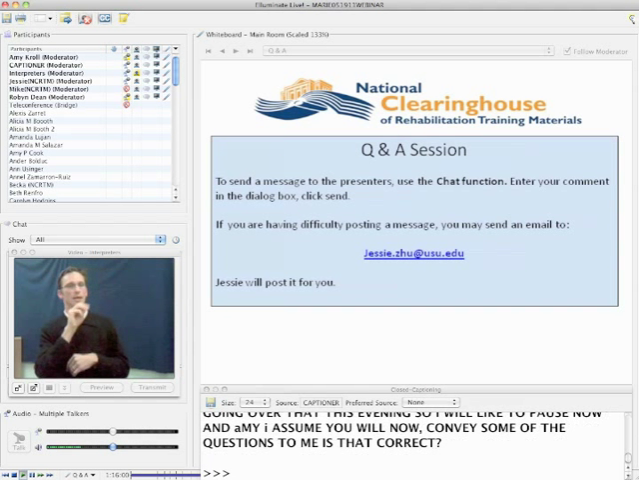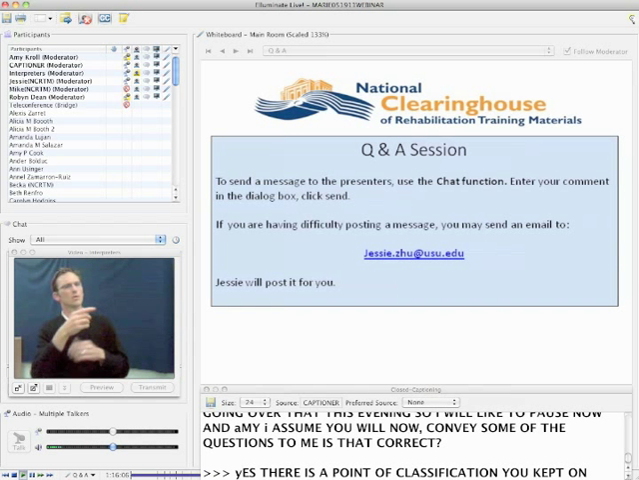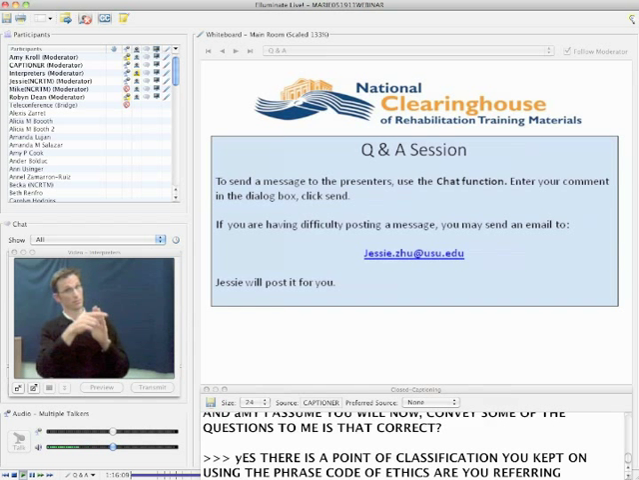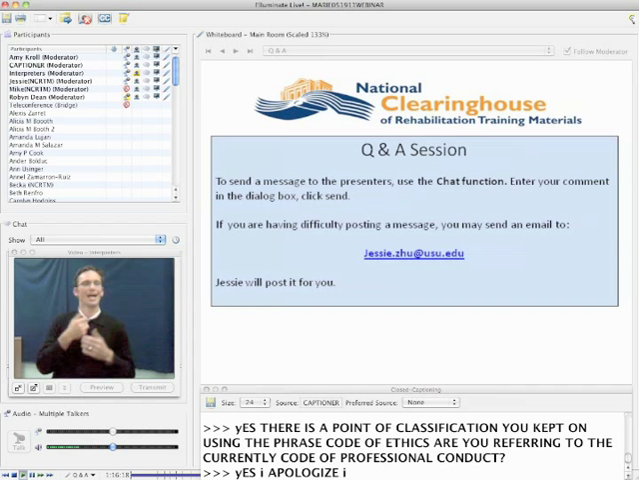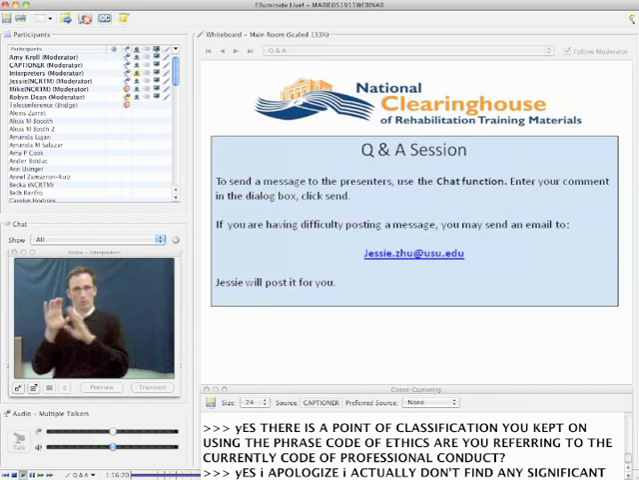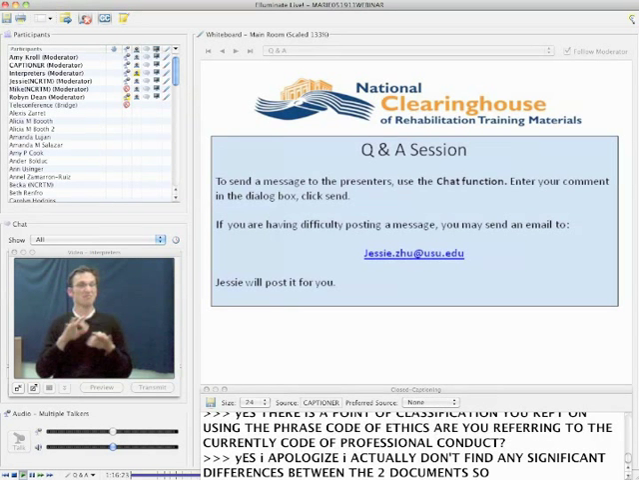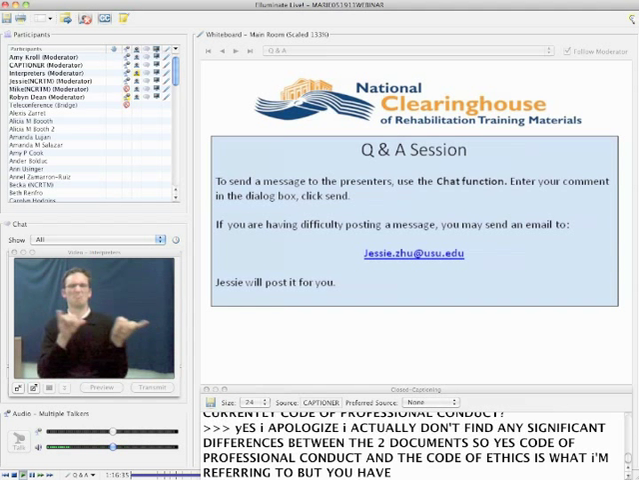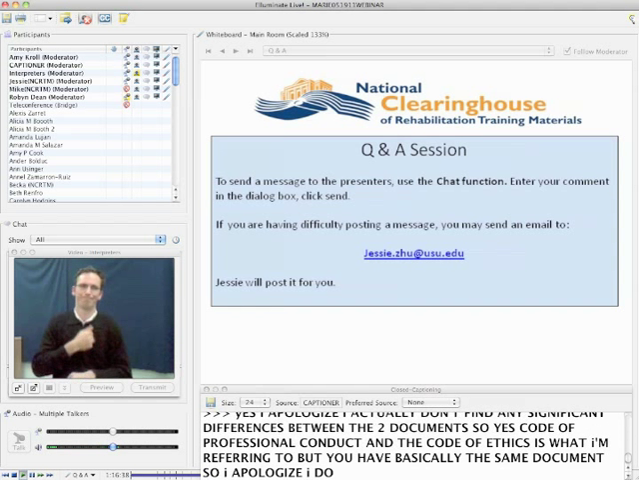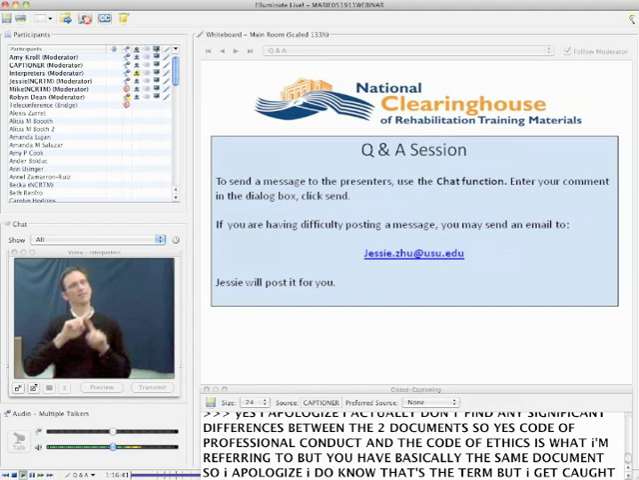Yes. There is a point of clarification. You kept on using the phrase code of ethics. Are you referring to the current RID Code of Professional Conduct? Yes, and I apologize. Partly that's on purpose. I actually don't find any significant differences between the two documents. So yes, the Code of Professional Conduct and the Code of Ethics of 1979 is what I'm referring to, but I would suggest that generally when you're talking from a values and principles standpoint, you have basically the same document. So I apologize. I do know that that's the term, but I get caught up in thinking it's generally the same thing.